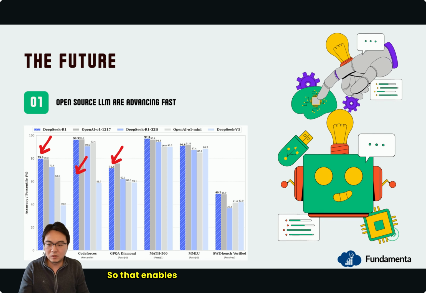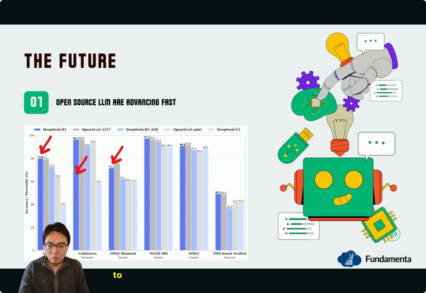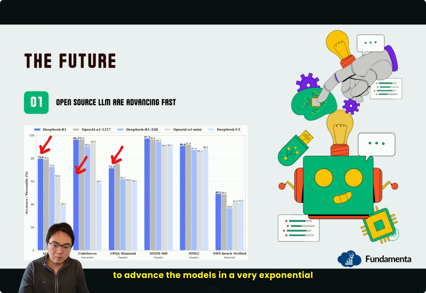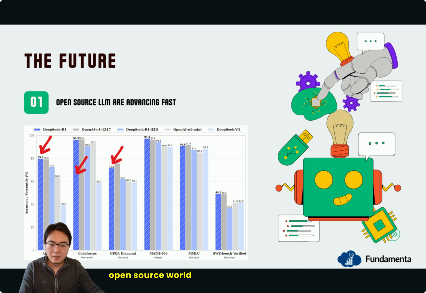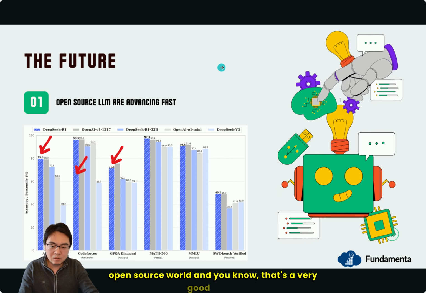So that enables all the smart people across the world to advance the models at a very exponential rate, right? So this is what I think is going to happen in the open source world. And that's a very good thing.